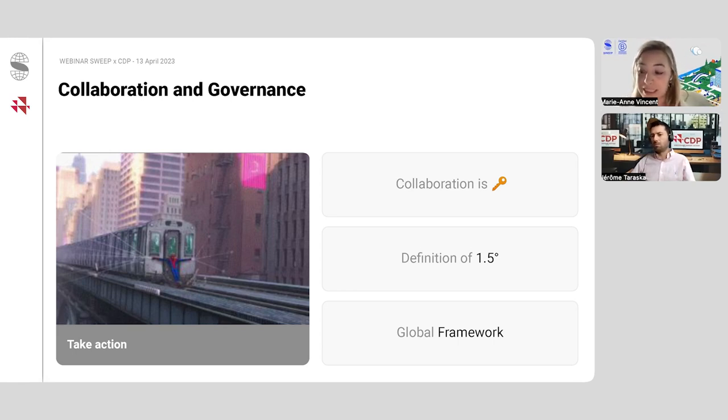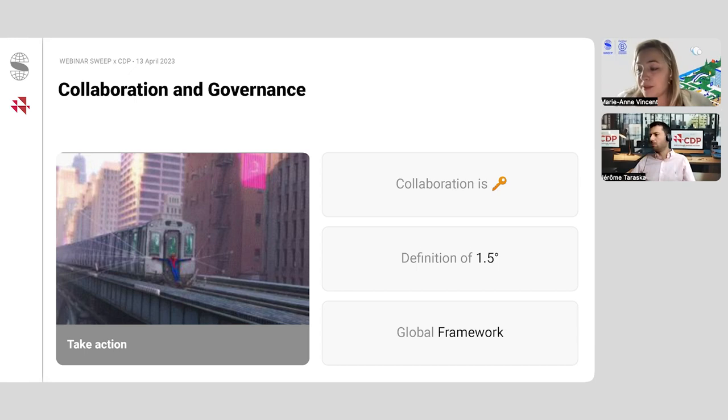The clock is ticking for climate change. We heard that from the IPCC report: global warming will reach 1.5 degrees by 2030. So we need to work collaboratively on taking action. That's key, and that's why we developed the platform SWIP, to bring investors and investees together to collaborate and reduce emissions.